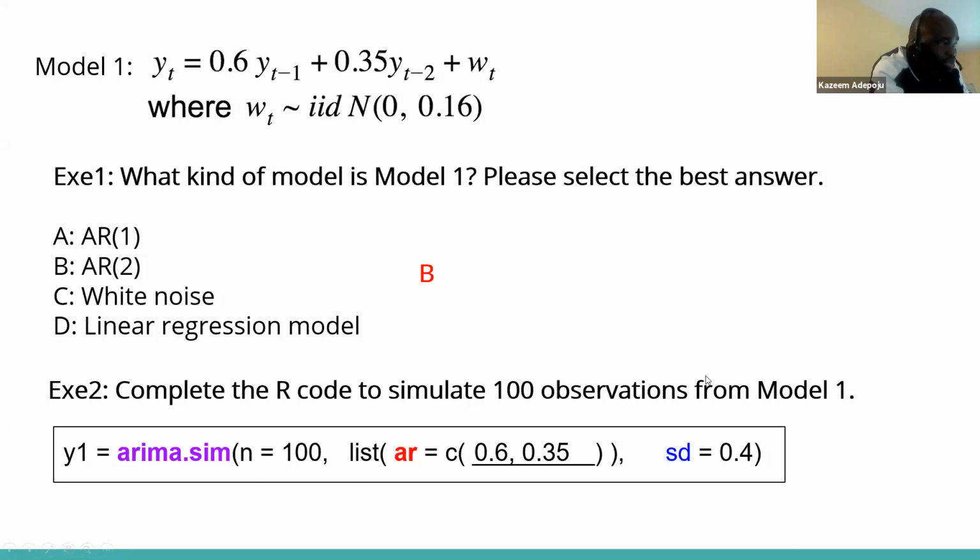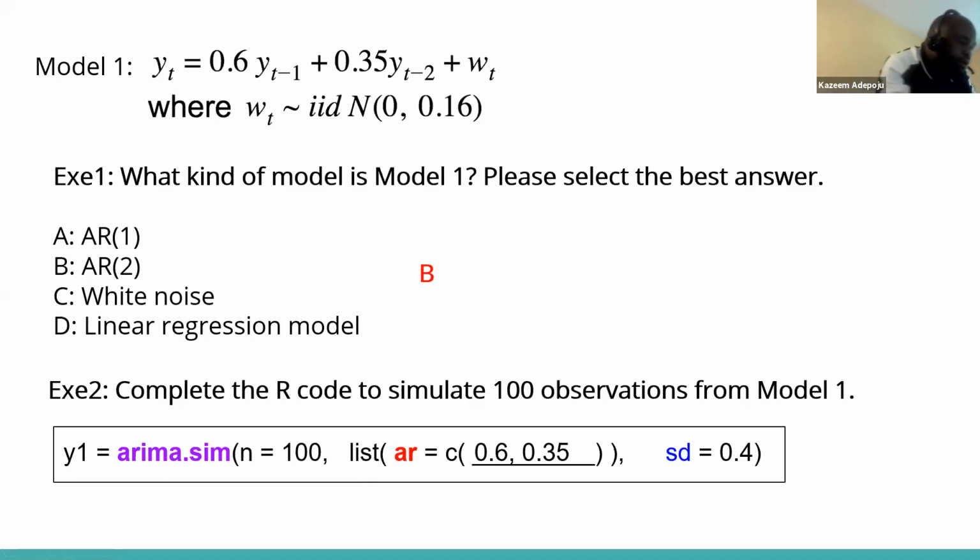So the square root of 0.16 is actually going to be 0.4. Don't forget that I said yesterday, I'm actually going to use arima.sim. And the n here is the number of observations that you want to simulate. You can see that right now. Is there anyone who doesn't understand the code?